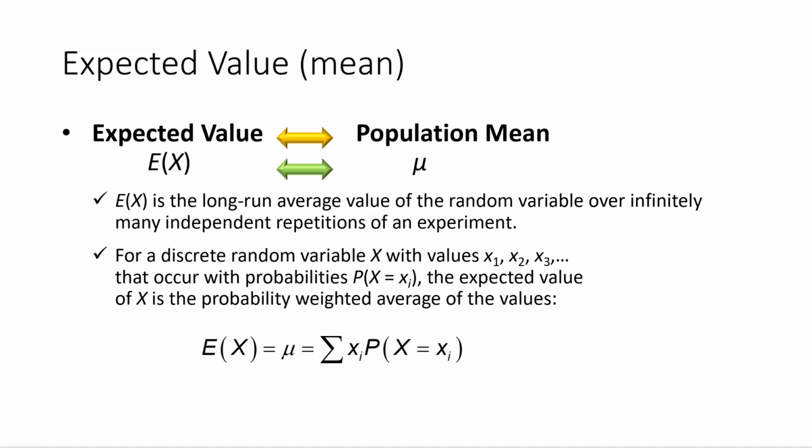When we talk about expected value, that's the same as finding the population mean, and we use the symbol mu. For the population mean and for the expected value, we just say E of x. How we calculate the expected value is we take each value, multiply it by its probability, and add those all up.